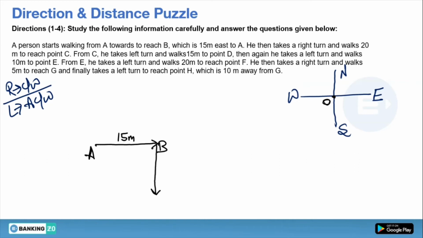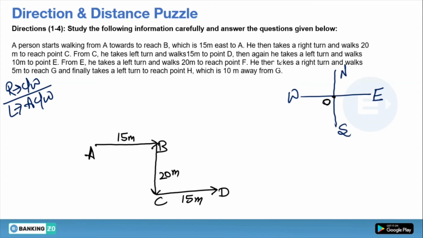Okay, so this is 20 meter, C point. From C he takes a left turn and walks 15 meter to reach the point D. From C, left turn will be anti-clockwise. Anti-clockwise means this side. So again 15 meter, and he reaches the point D, and the distance is 15 meter.